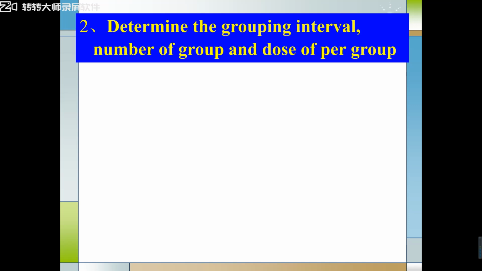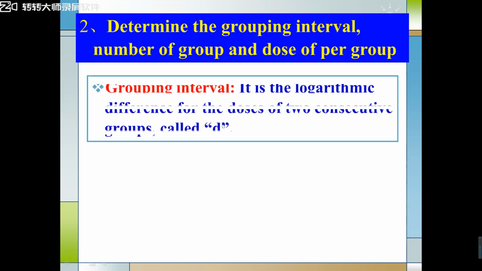What's the meaning of the grouping interval? Grouping interval, D, is the logarithmic difference for the doses of two consecutive groups. And from this definition, we should know two consecutive groups.